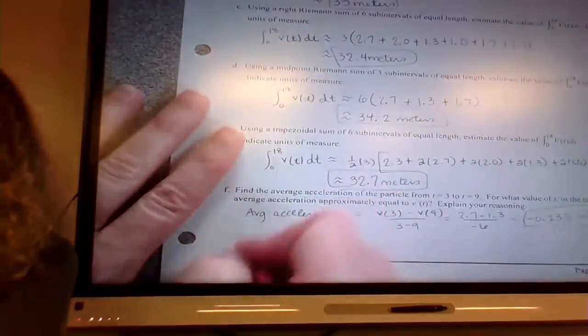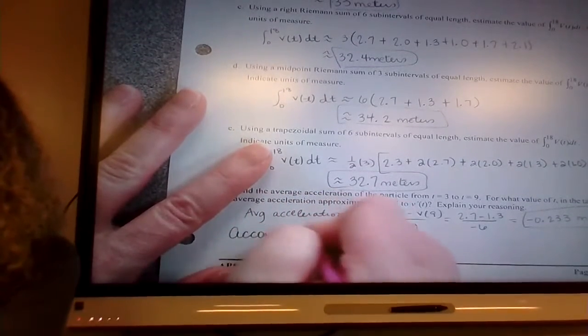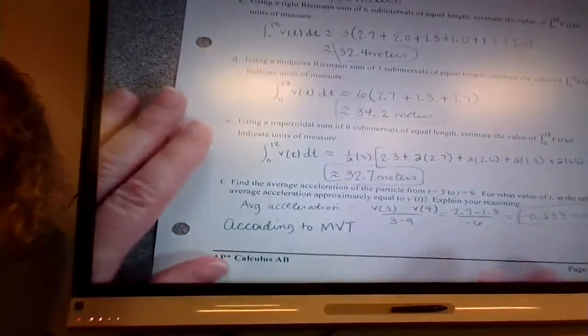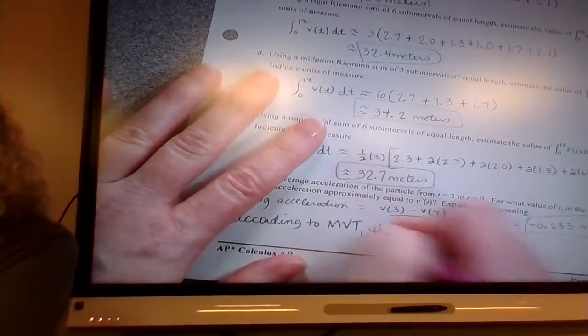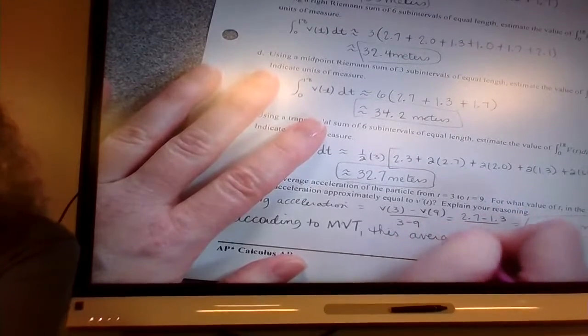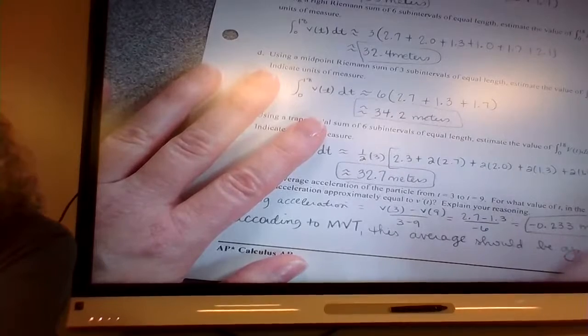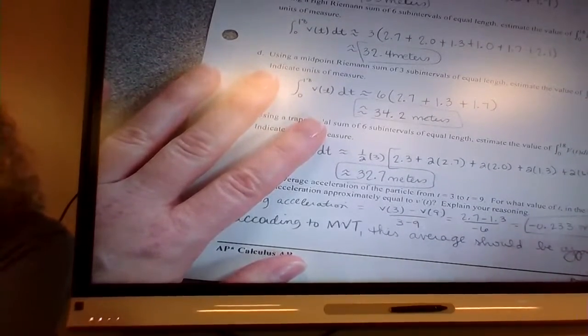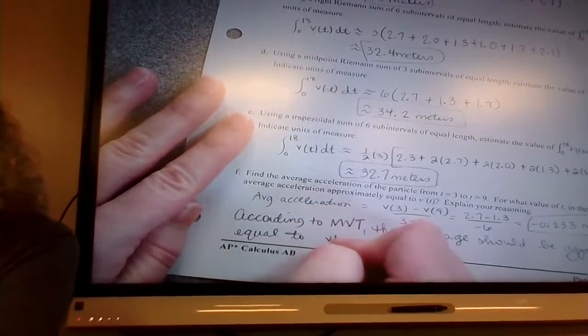So if you wanted to write that out, according to mean value theorem, you don't have to spell that out. You can use MVT on the test. This average should be approximately equal to v prime of 6.